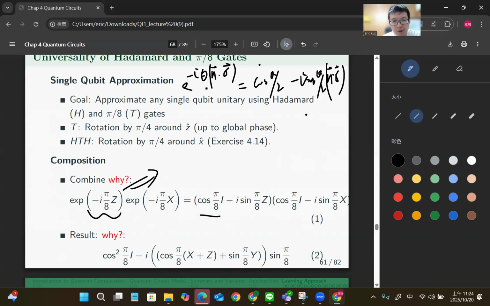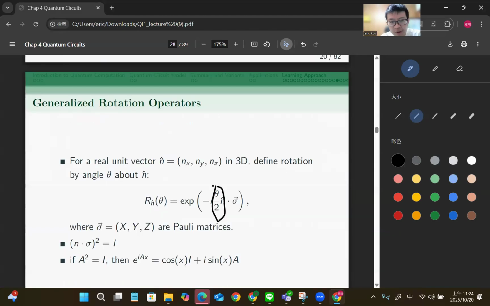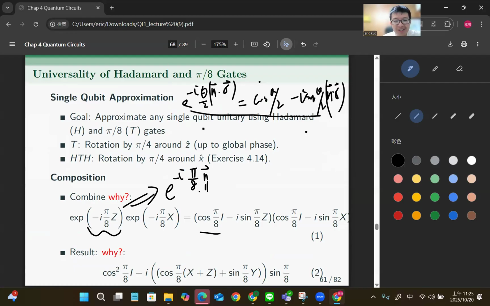I times sine pi over 8 times n dot sigma. Is there a half here? Let me check the formula. Right, yes, there's a half here. So n is just (0, 0, 1), with components x, y, z, and this is theta divided by 2. You just pick whatever theta is, take theta divided by 2, and plug into the formula. So this one is basically cosine pi over 8 minus i times sine pi over 8 times Z, because n dot sigma is just Z.